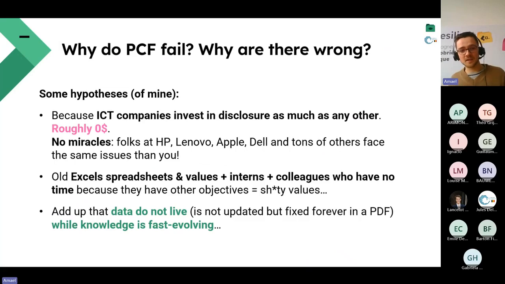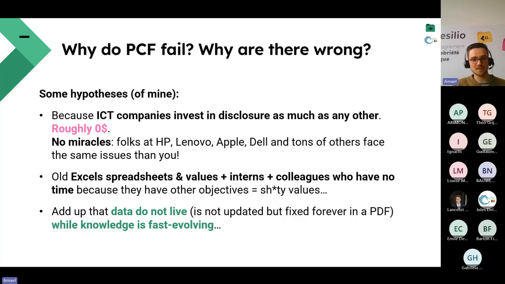And some conclusions, I'm reaching the last slides, some conclusions on why PCF fails. Why are they wrong? Those are hypotheses of mine. We believe that the ICT companies, the manufacturers, invest in disclosure as much as any other, which is roughly zero. And they also depend on a large value chain, which makes things even more complicated. So there are no miracles.